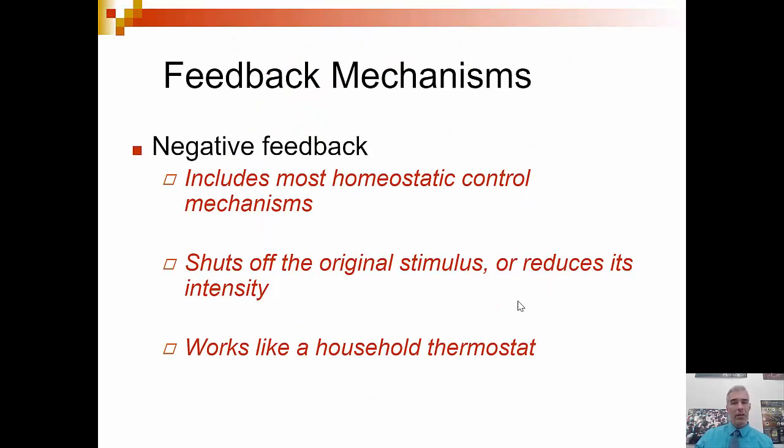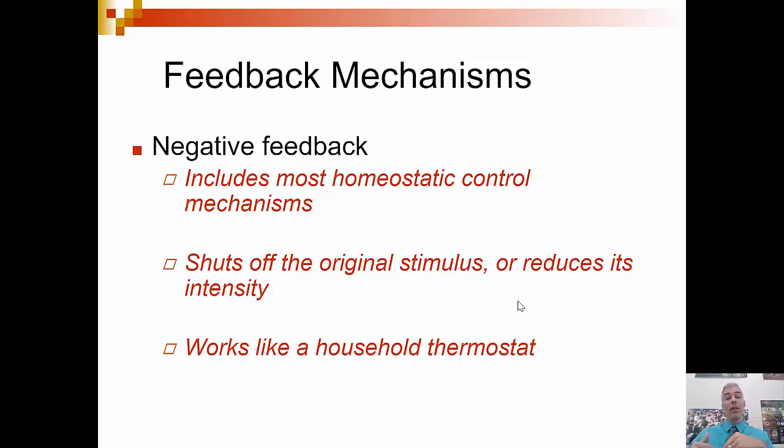So as I mentioned, there's really two ways we maintain homeostasis, and that's through feedback mechanisms. The first one and the most common one, and I think the easiest to understand in terms of how it maintains homeostasis, is a negative feedback mechanism or a negative feedback loop. The job of that is to shut off the original stimulus or reduce its intensity. So if you deviate from the set point, it tries to bring it back to the set point.